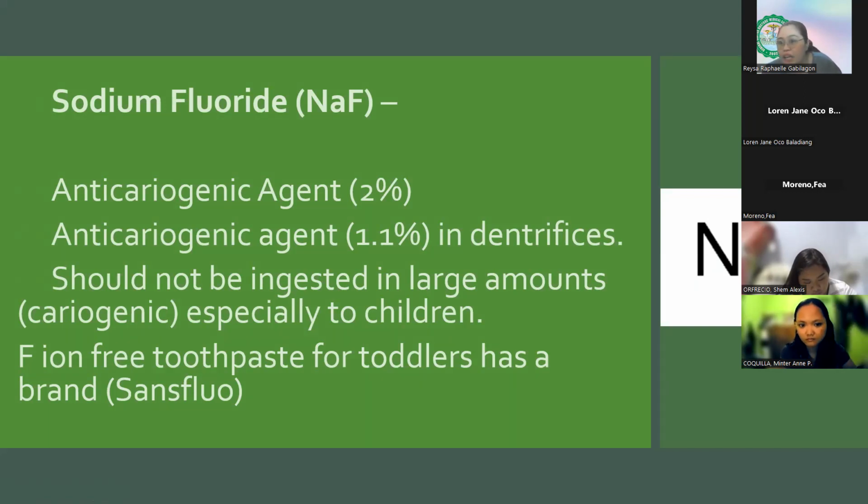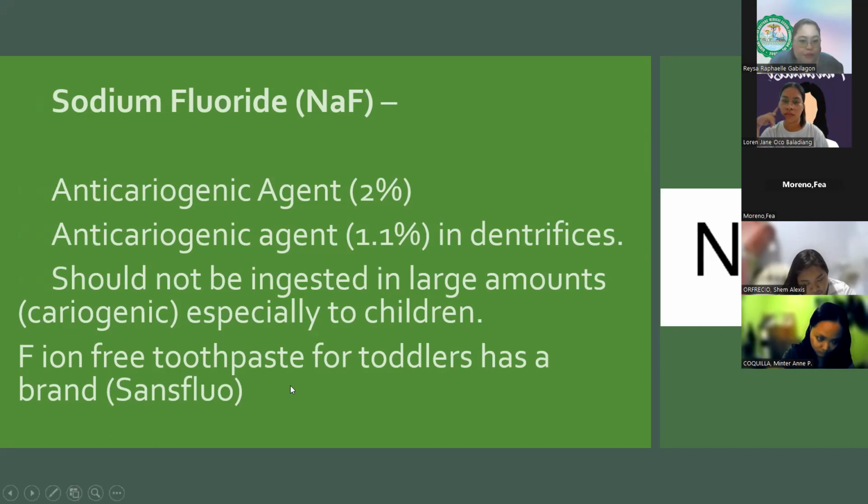Kasi yun naman talaga yung sumisira ng ngipin natin, bacteria. Especially pag may kinain ka, like sugary, carbohydrate, pag napunta yan sa teeth, tapos na-stay siya doon, kakainin yan ng bacteria kasama yung teeth mo. Kaya siya nasisira. That is why we use anti-carcinogenic na substance. Okay?